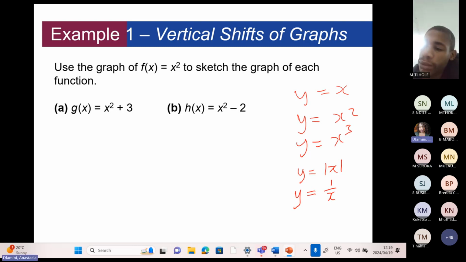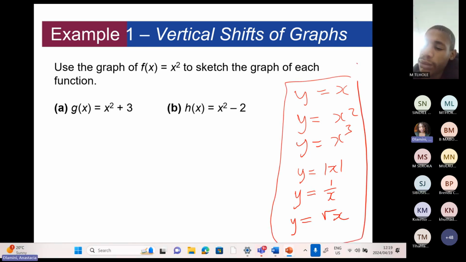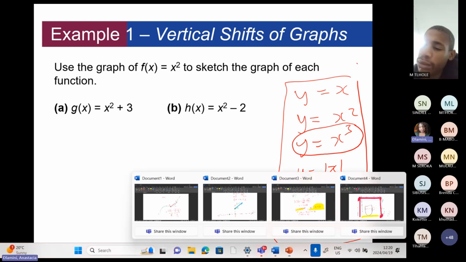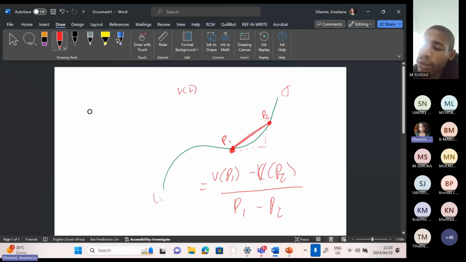There's another one, this one, square root of x. Do you see that one, guys? If you know how to draw these, then you know how to draw every function by using transformation. So let me draw them fast. I won't ask you to draw this one, so we'll leave it out for now. Let's go and draw those parent functions because you will need them.